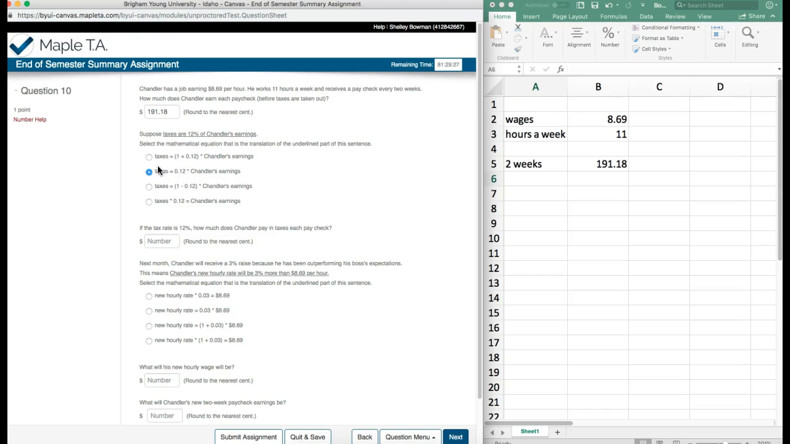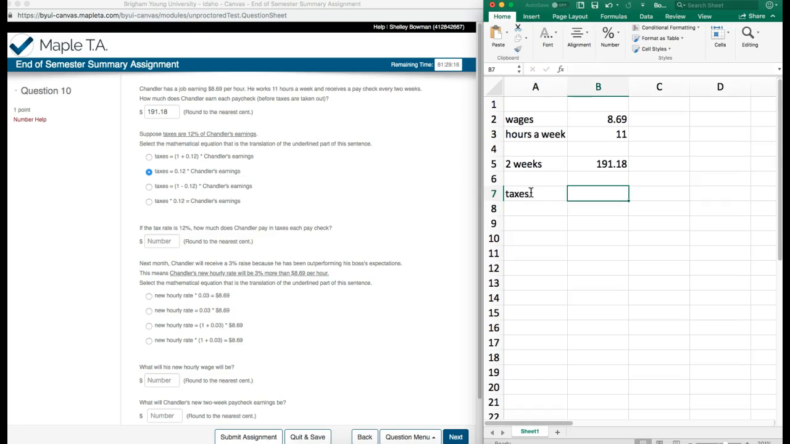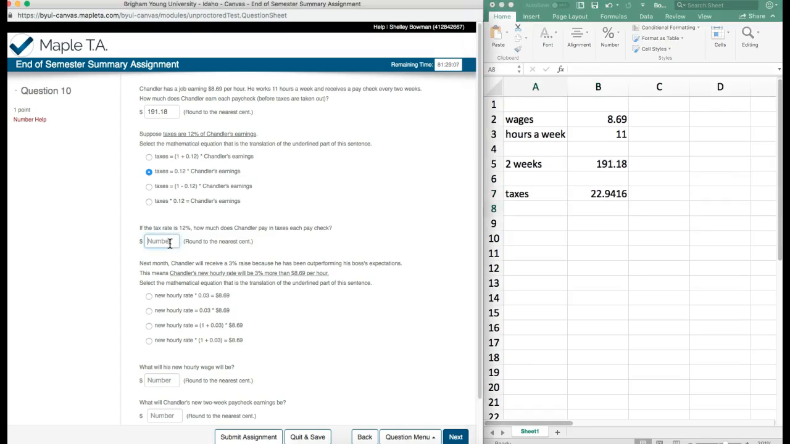Now that we have our formula, we're going to use this to find how much he has to pay in taxes. So we'll just do that here. Let's put taxes, and over here we'll do equals 0.12 times how much he gets paid, which gives us his taxes, and rounding to the nearest cent makes this $22.94.